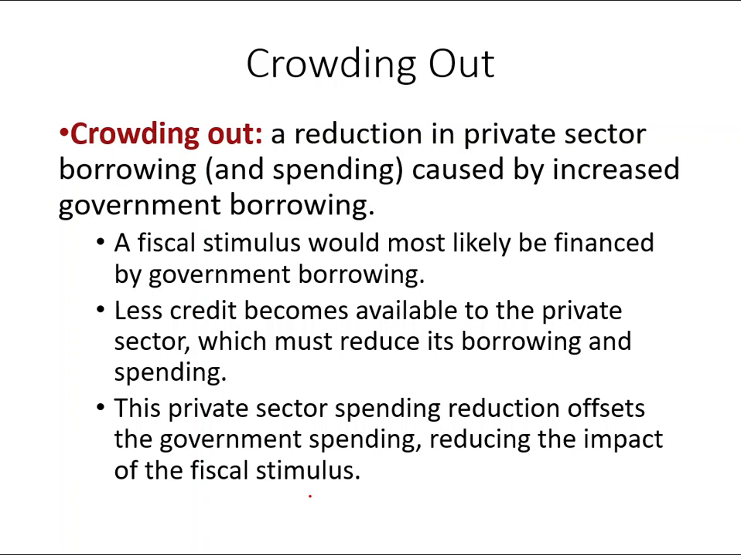The private sector spending reduction offsets the government spending, reducing the impact of the fiscal stimulus. Because we always have scarce resources, every resource is limited. If the government uses it, that means the private sector cannot use it. When Keynes's theory came out, I think he didn't realize this crowding out effect. So this is one problem.